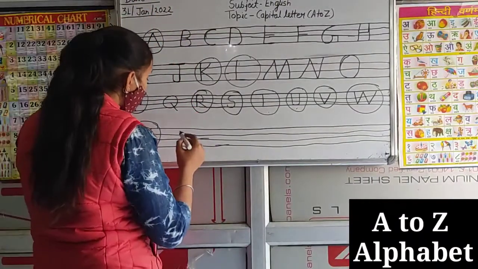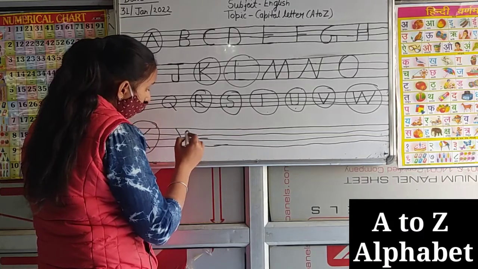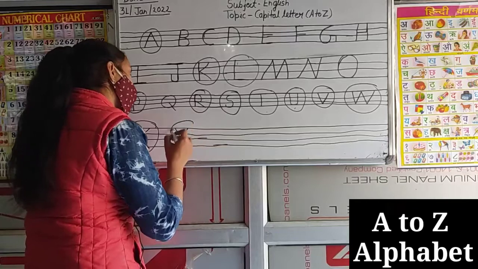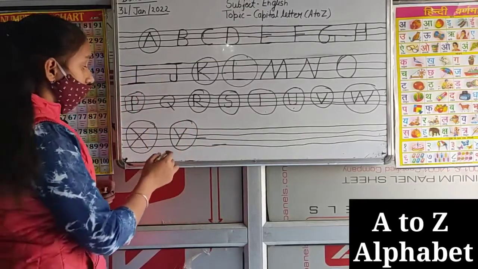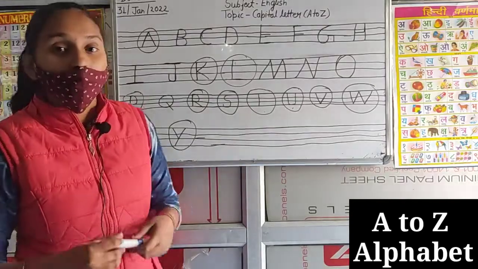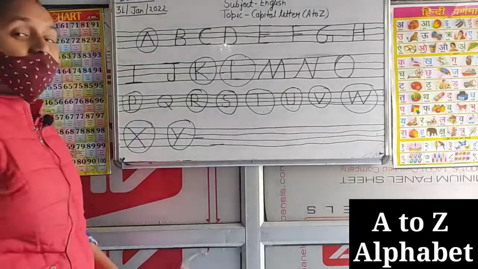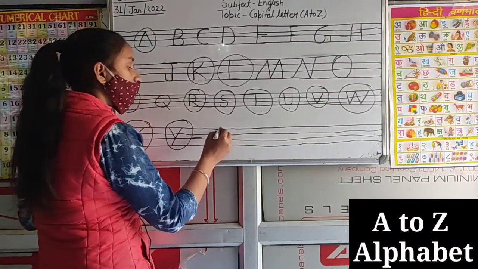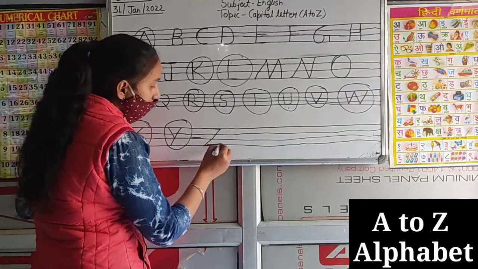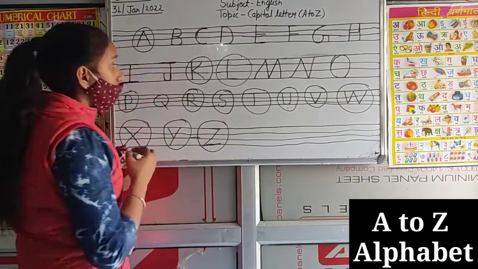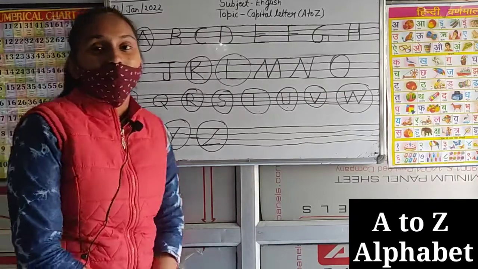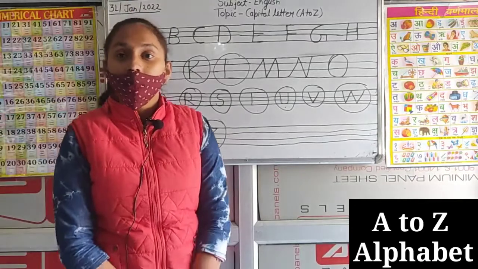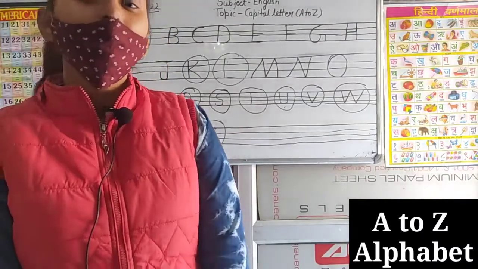And the next letter is Y. One standing line and one full standing line. Y. Y for yak. And the last letter is Z. One sleeping line and one standing line and another sleeping line. Z. Z for zebra. I hope you all understand capital letters.